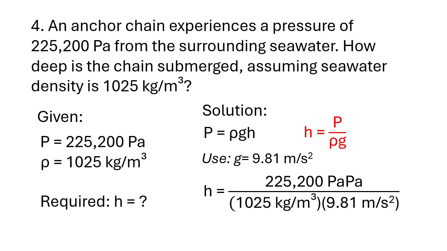Let's substitute. Pressure is 225,200 pascals. Then, we have density 1,025 kilograms per cubic meter and gravity 9.81 meters per second squared. So we divide pressure by the product of density and gravity, and we get 22.40 meters rounded off to the nearest two decimal places. Therefore, the chain is submerged to a depth of 22.40 meters.